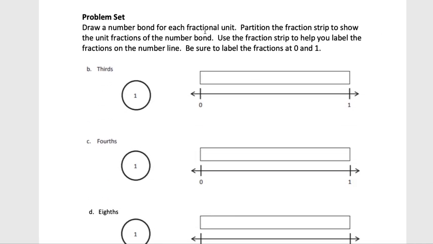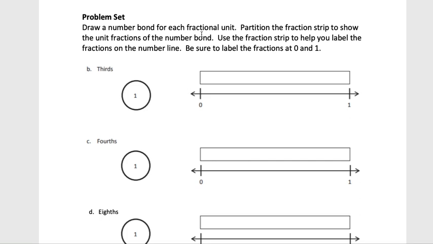The problem set, once again, reference back to the new learning problem 1. This is going to show you that you need to draw a number bond, which they already have the whole set for you for each fractional unit. You're going to partition the fraction strip to show the unit fraction of the number bond. So for B, it'll be thirds. So you will partition the fraction strip and the number line into thirds, 3 equal parts.